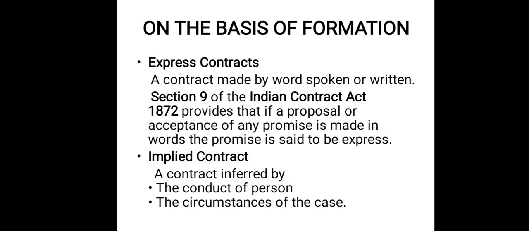Next one, on the basis of formation. Here there are three contracts: express, implied, and then quasi. Express contract: a contract made by word, spoken or written. Section 9 of the Indian Contract Act 1872 provides that if a proposal or acceptance of any promise is made in words, the promise is said to be express.